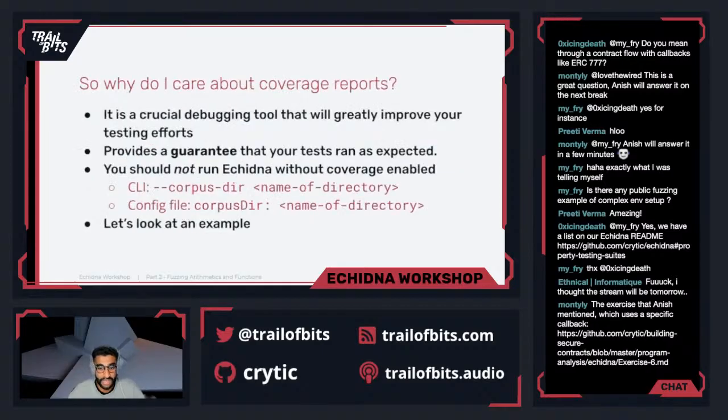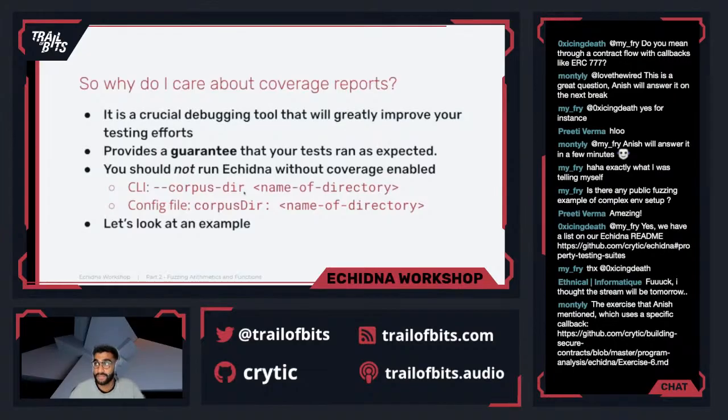So before we do that, why do we care about coverage reports? It is your best friend when it comes to Echidna. If you take away only one thing from this whole workshop, it's use coverage every single time you run Echidna. There are 2 benefits. One, it's a crucial debugging tool because it'll tell you whether your assertion tests are working properly. This goes back to the question that someone asked in the chat. This is how you should use Echidna, with coverage enabled every single time. And it provides you a guarantee that your test ran as expected.